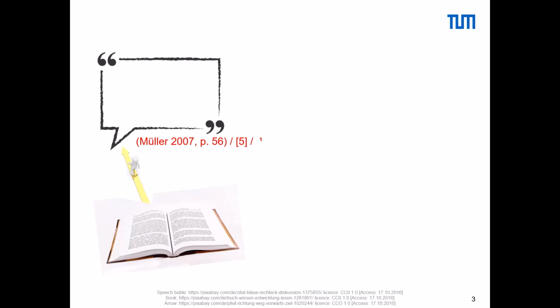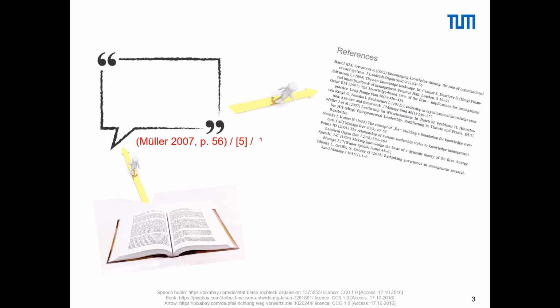And here we have different systems for how to do it. We can, for example, use something like Müller 2007, page 56, or we use a number in brackets, or we use footnotes. So there are different systems. And all these in-text citations don't give enough information for our reader to actually find the source. This is only a short link which refers to the full reference in the reference list. And here our reader can find all the information he needs to find the book, and then go to the book, read it, and check whether what we cited was correct.